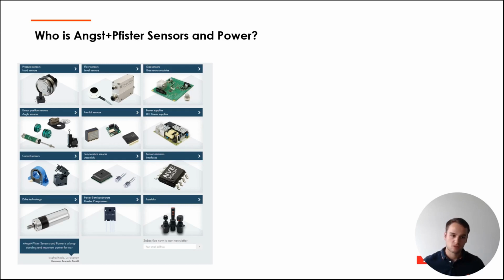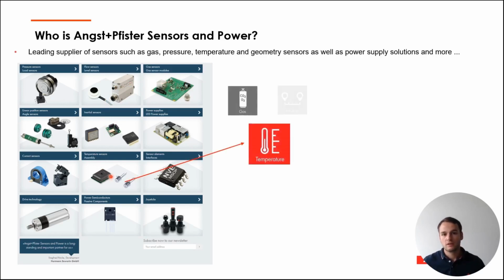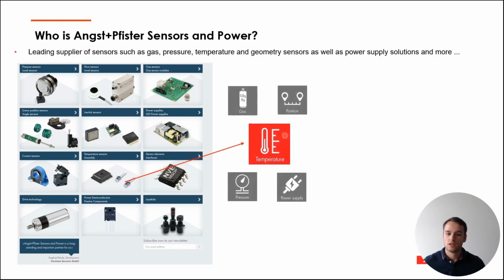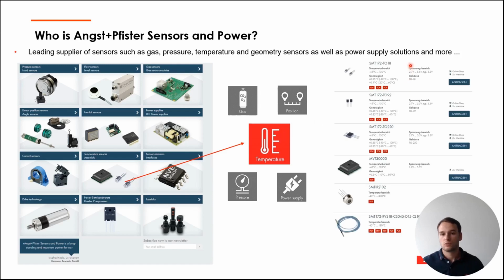Angst+Pfister Sensors and Power offers a lot of different sensors. As you can see, we are offering temperature sensors, flow sensors, gas sensors, temperature sensors and many more. But today the focus will be on the temperature sensors, and as you can see on the right we have a digital temperature sensor. The sensor is available in a TO18 housing, TO92, TO220 and many more. All of them are transistor housings.